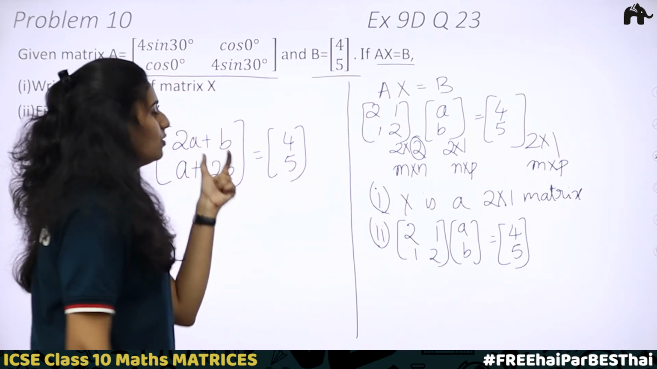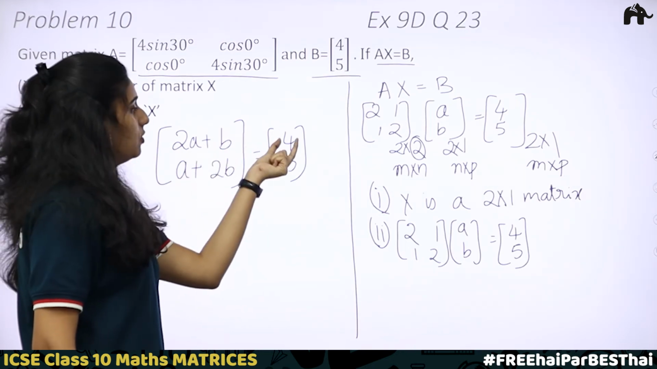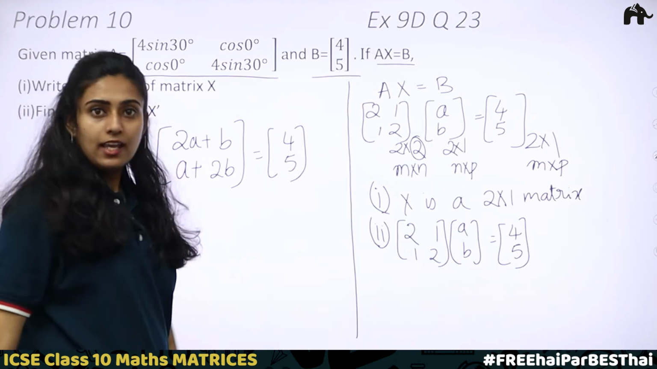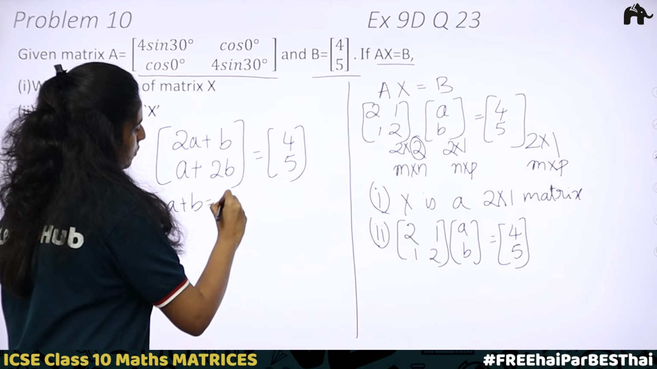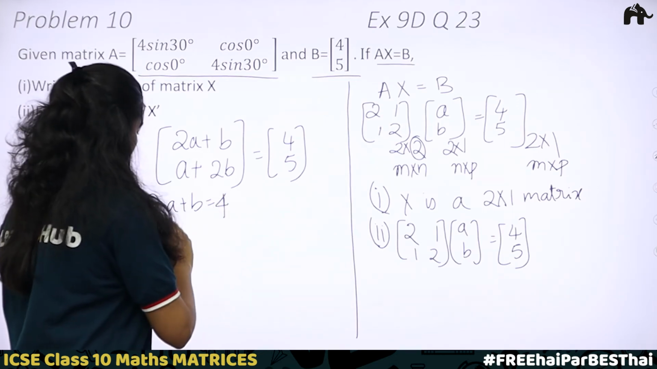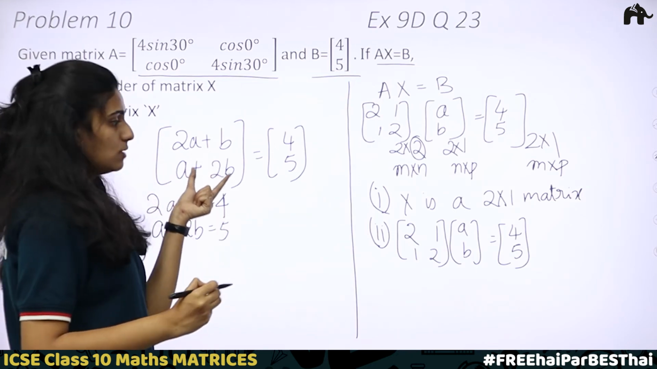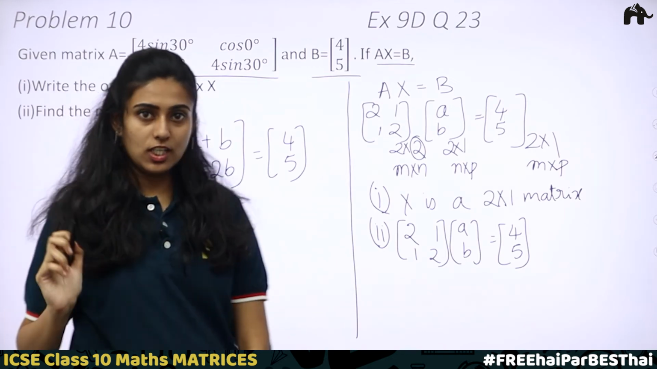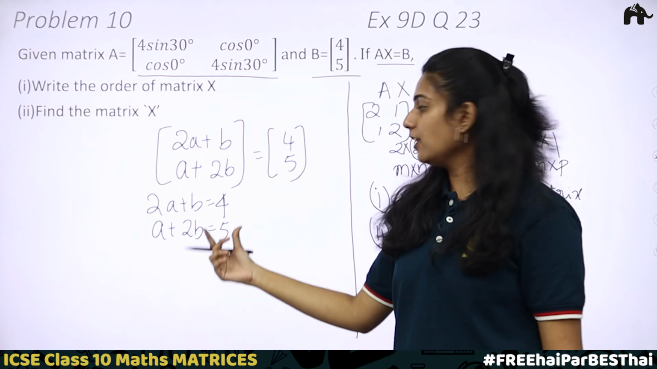Now how to find the values of a and b? Here this element from the first matrix will be equal to this element from the second matrix. The corresponding elements should be equal. That is, 2a plus b will be equal to 4. Similarly, a plus 2b will be equal to 5, the second element of this matrix and the second element of that matrix. Okay, we have two linear equations in two variables. We can solve this and find the values of a and b.